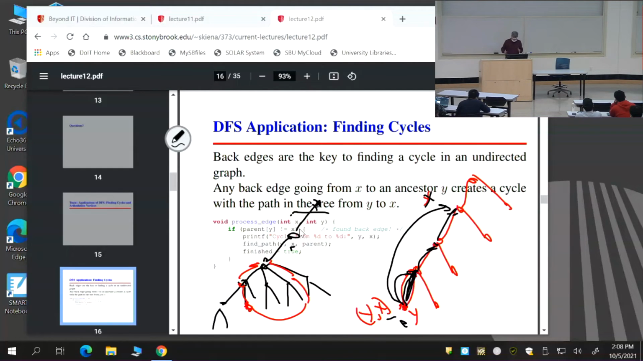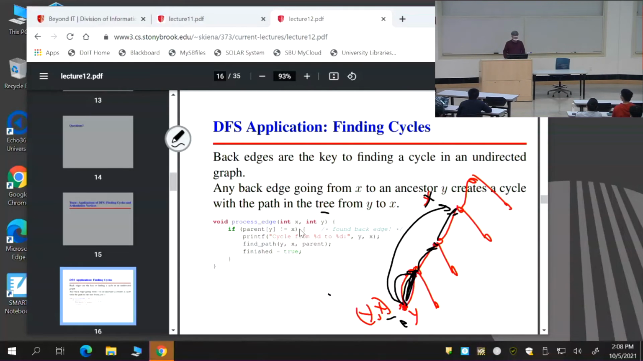Does everybody see that we've got this beautiful property of how the depth-first search tree organizes edges? Everything is either a tree edge or a back edge, and that makes it easy to find such a cycle. Any questions?